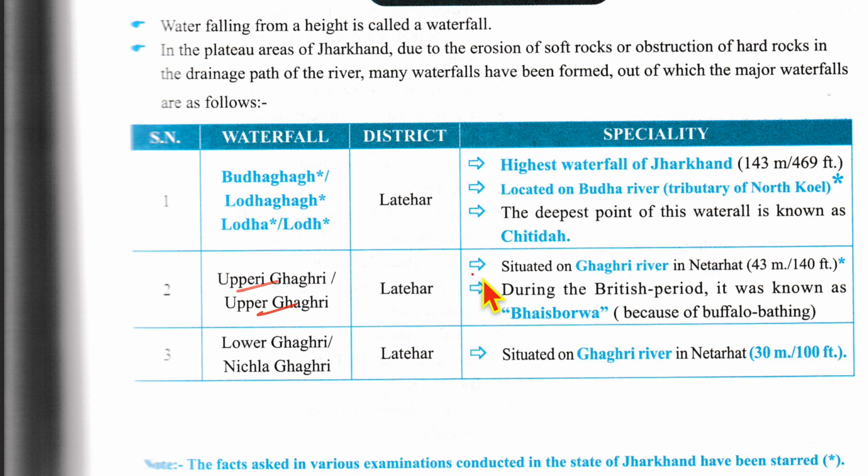Now, Upper Ghagri, it is situated on the Ghagri River in Netarhat. Its height is 43 meters, approximately 14 stories high. During the British period, it was also known as Baisborwa because of buffalo bathing. Lower Ghagri and Nichla Ghagri is again in Latehar district, situated on the Ghagri River in Netarhat. It is 30 meters in height.